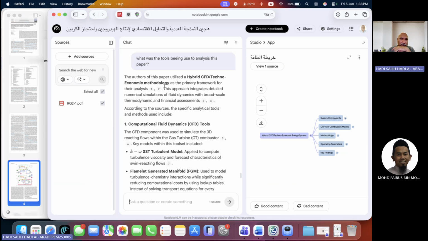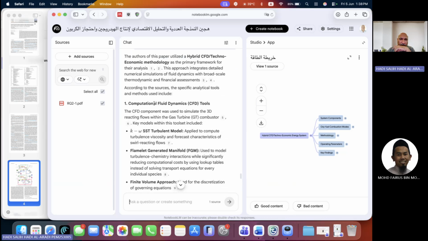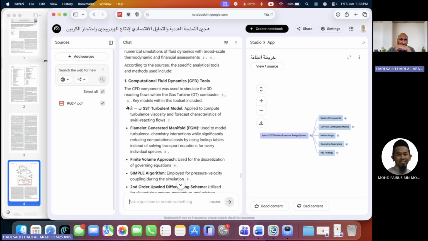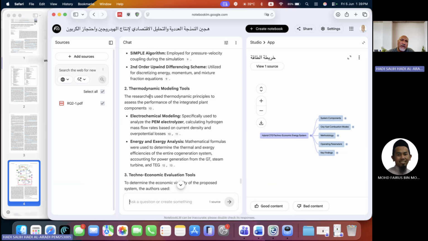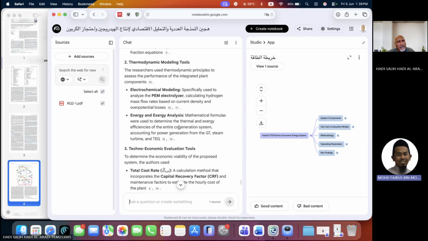Hybrid CFD techno-economic methodology, computational fluid dynamics CFD tools. It was K epsilon SST, so it's not Aspen, it looks like. Number one is CFD. Number two is thermodynamic modeling tools. So they don't mention electrochemical, or any software.